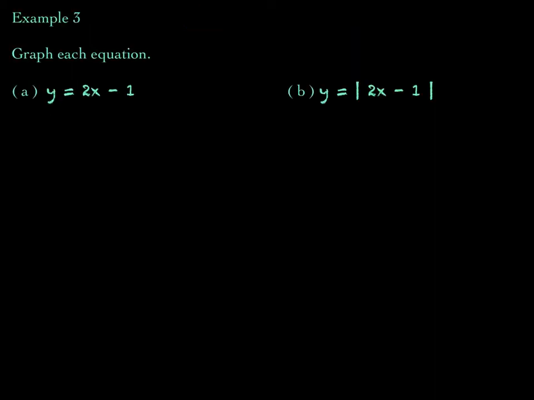Check out this next example. Graph each of these equations, okay? The first one is y equal to 2x minus 1. Now, I hope this looks familiar to you. This is an equation written in slope-intercept form, which is y equals mx plus b form. The slope is 2, and the y-intercept is -1.